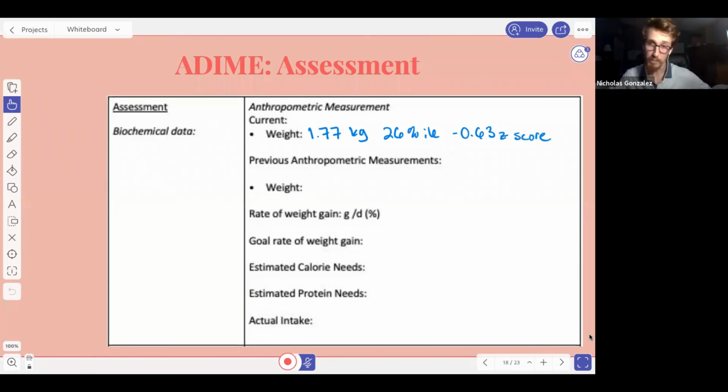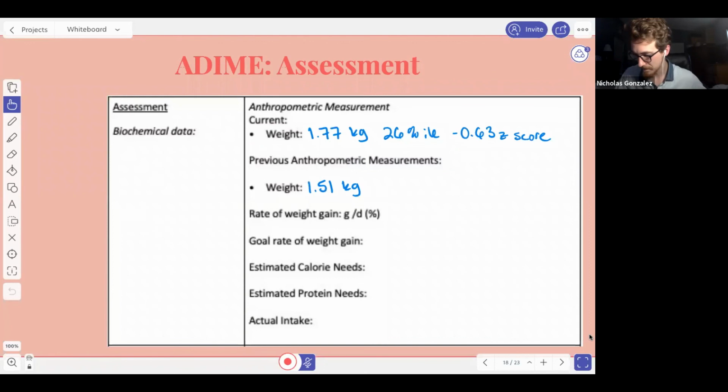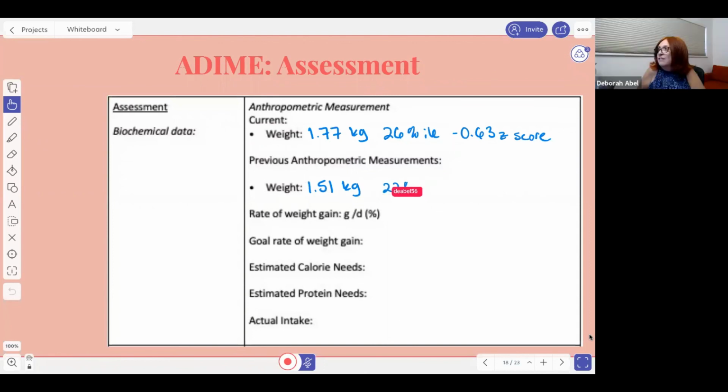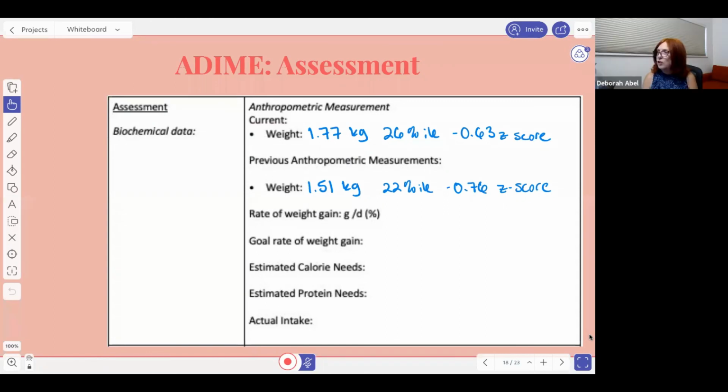But the previous weight was 1.51. All right. And I have those percentiles and Z-scores too. So that was 22 percentile and negative 0.76 Z-score. You always want to include that data into your ADIME note. Okay. And the rate of weight gain, we didn't do it as a percentage or grams per day. We did it as grams per kilogram per day. Yeah, so just delete those units out and put it in the units that you did it in. Good job.